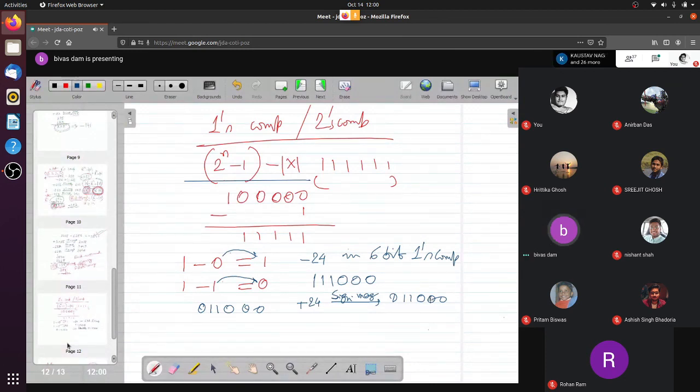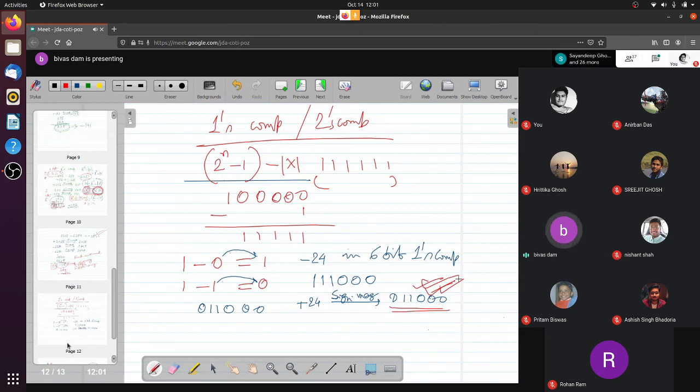If the number is positive, this is the ones complement representation. That means this is the ones complement representation if the number is originally positive. If you are asked to find the 6-bit ones complement representation of plus 24, this is that. For an R minus 1 complement number, if the number is originally positive, no transformation will be required. So I am not going for any transformation, and this is the ones complement representation. In fact, this will be the two's complement representation also, as I'll find later on.